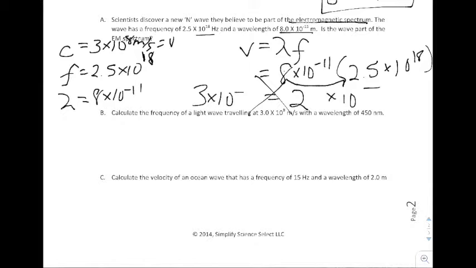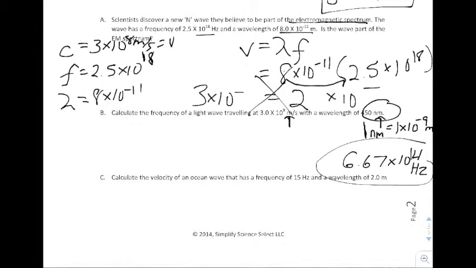Okay, on the next one, you should be able to look at this. The one thing that you need to be careful about is you have 450 nanometers. This right here is in meters per second. So you're going to have to convert nanometers to meters. And remember, that's 1 nanometer is 1 times 10 to the minus 9th meters. Whenever you do this, you should be able to get it to 6.67 times 10 to the 14th hertz.